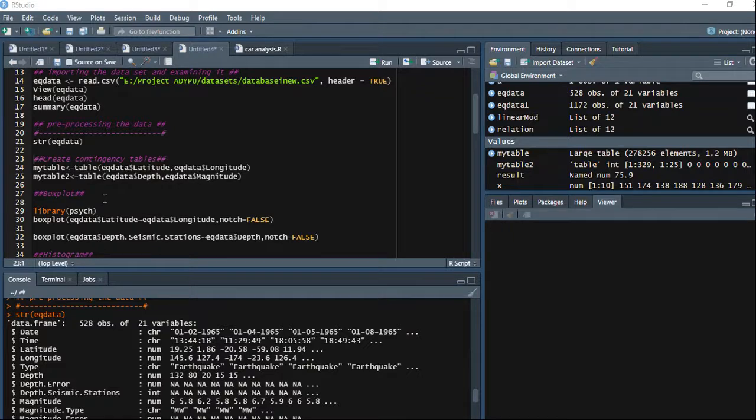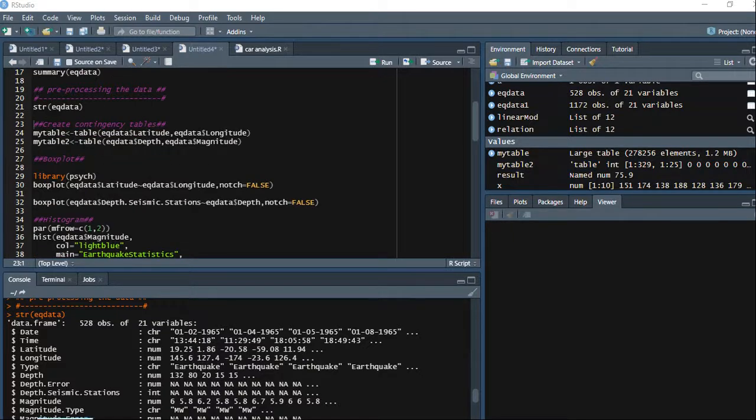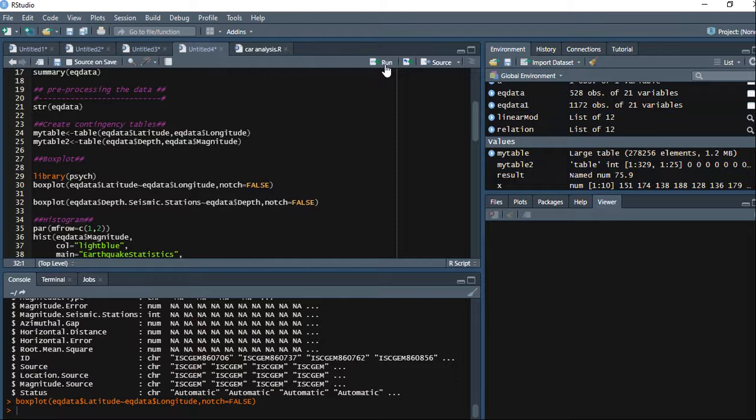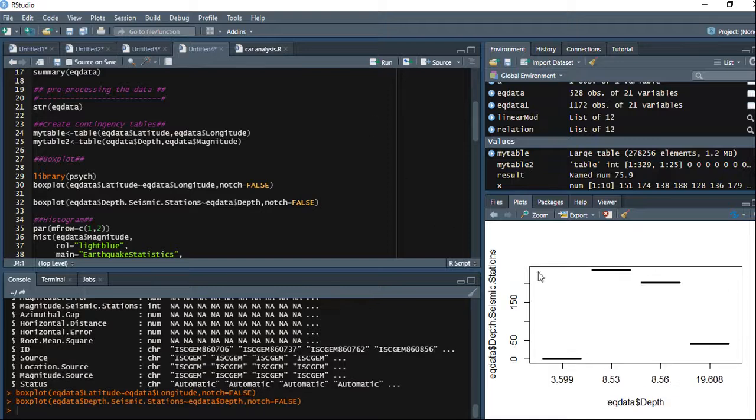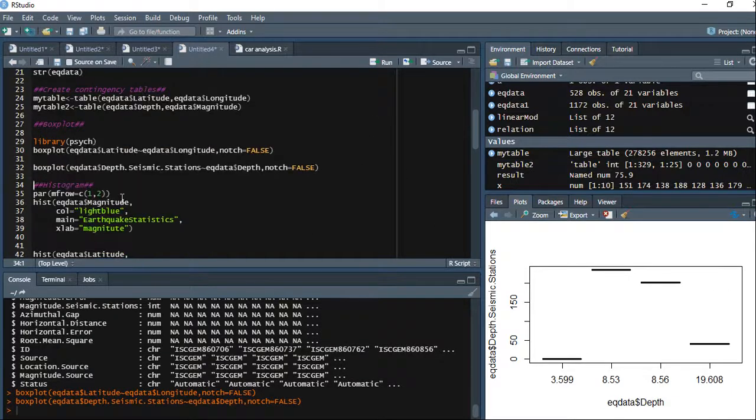Next is about plotting. This is a box plot of latitude and longitude. Let us have a look at that. Here is the box plot of latitude and longitude. As we can see here, it is a box plot comparing the latitude and longitude. The next is we are comparing the depth.